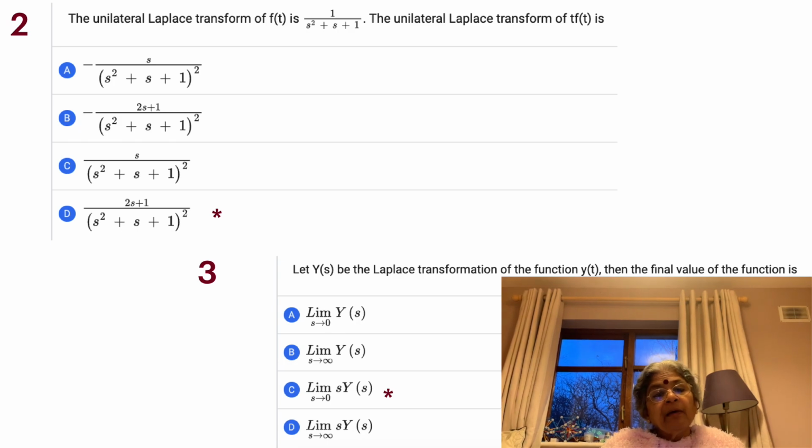Okay, so here there's a minus, and then what do you do? When you take the differential of F(s) with respect to s, it's going to be minus 1. So there are two minuses, so they can cancel. So 1 divided by (s square plus s plus 1) whole square, multiplied by the differential of the denominator, which is 2s plus 1.